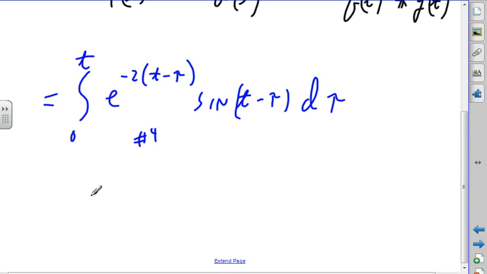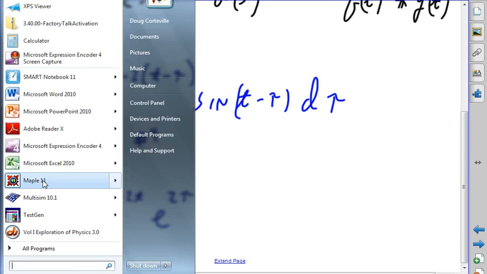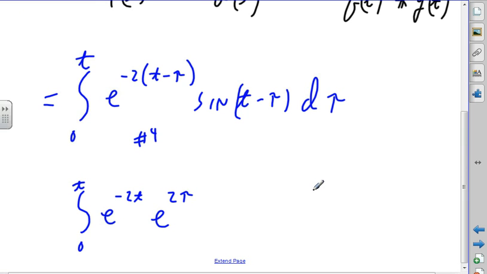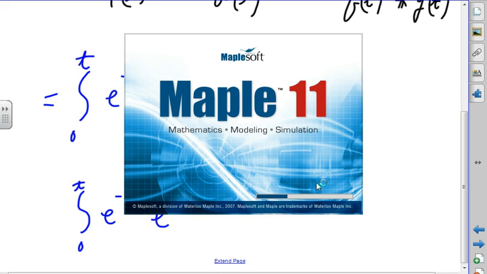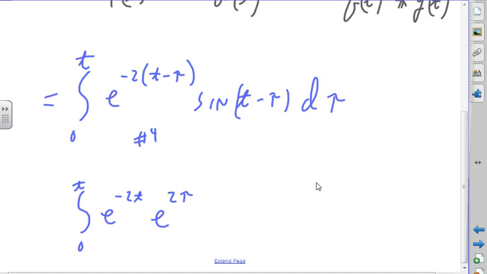So we have the integral from 0 to t, e to the minus 2t, e to the 2 tau, and then the sine of the difference. Anybody remember the difference of the sine formula? Do I have to go run to my office and get my tech math book? Okay, Maple, come to our aid. What's the formula for the difference of the sine? Yeah, this is where you have to remember your trig.